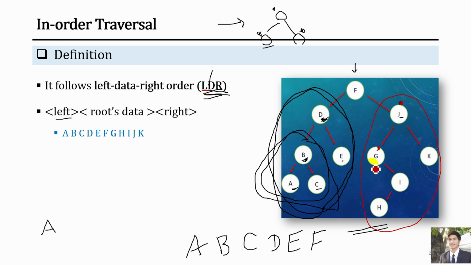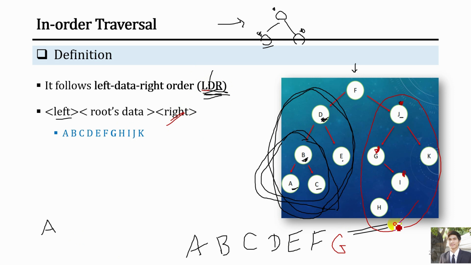G has no data on the left. So following the rule, it has no data, and then it accesses the root, which is letter J itself. So G here we can display. We can display G. So after G, it is root data here, and then we can go to the right, right is I.